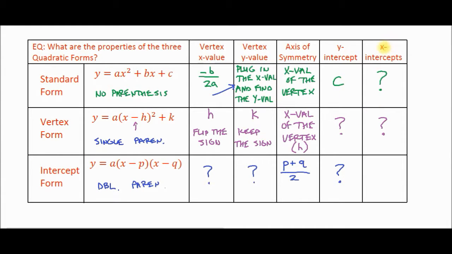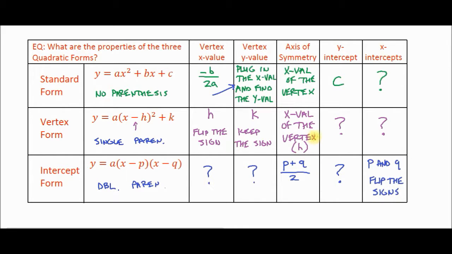Here's a key. The intercept form does give us something that standard form and vertex form do not. The intercept form gives us the x-intercepts, and they are just the values of p and q. The values of p and q are our x-intercepts. And let me change one more thing. This is going to be p and q. Don't know if you've noticed this yet, class, but take a look at the form. There's a minus sign in the form itself. That means that for p and q, to find the x-intercepts, we'll do the same thing as we did with the h value of the vertex form. You have to flip the signs when you pull p and q out of the equation.